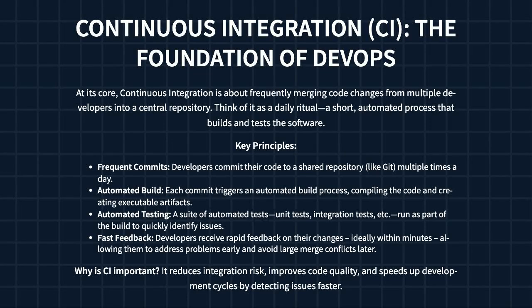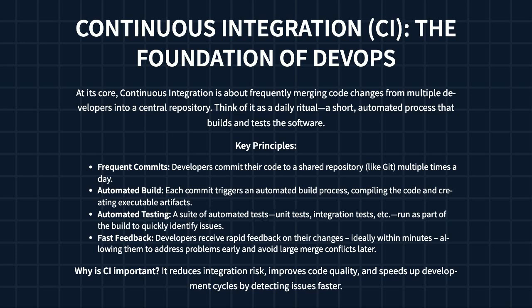Okay, let's start with the basics: continuous integration. Imagine a team of developers working on different parts of an application. It's easy for these pieces to become incompatible over time. CI is all about preventing that from happening.